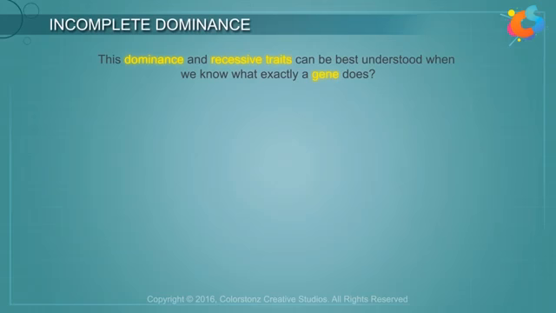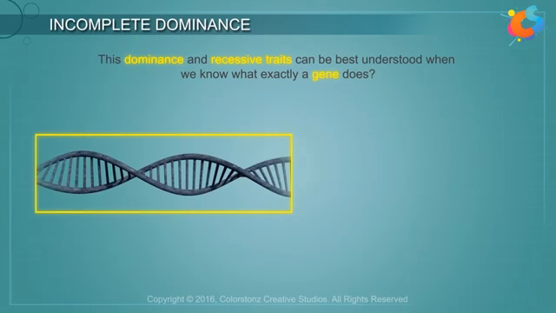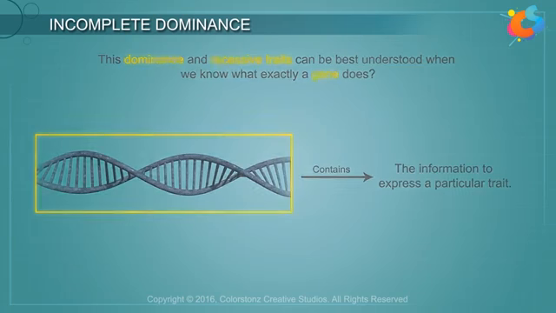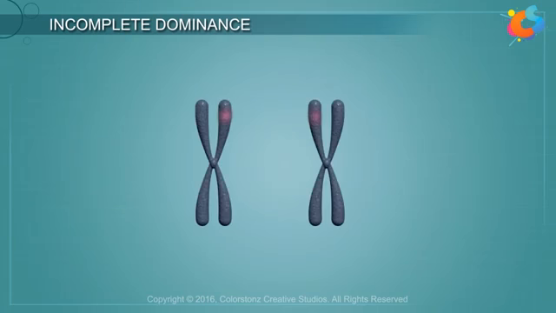Every gene contains the information to express a particular trait. In a diploid organism, there are 2 copies of each gene, that is, a pair of alleles. Now, these 2 alleles may not be similar, as in heterozygotes. One of these alleles may have undergone some changes which modify the information that particular allele contains.